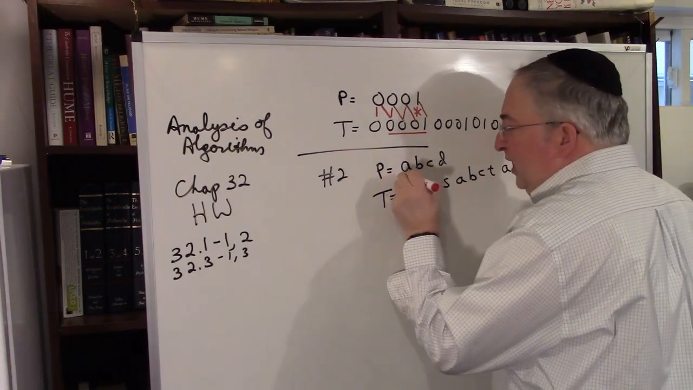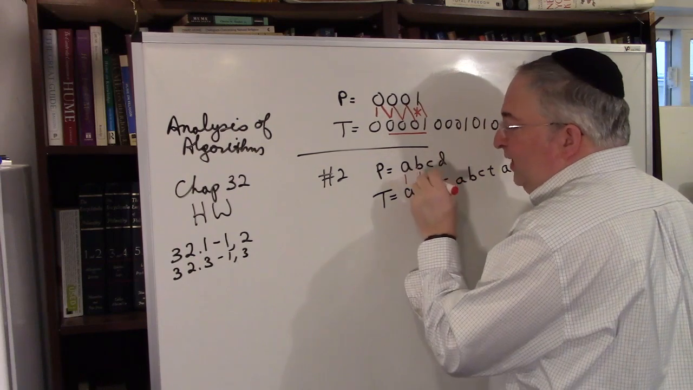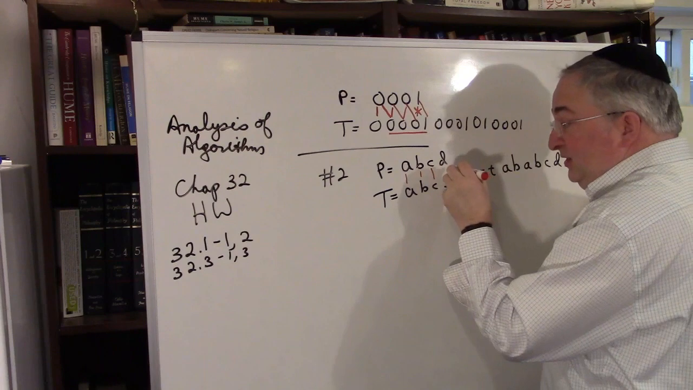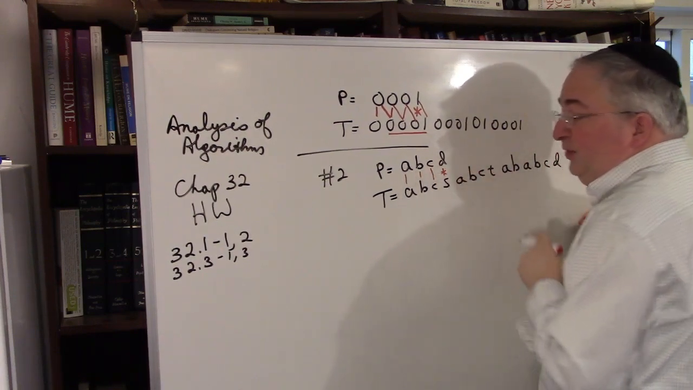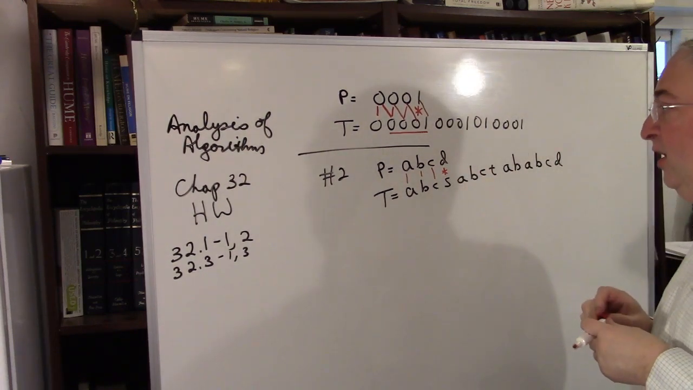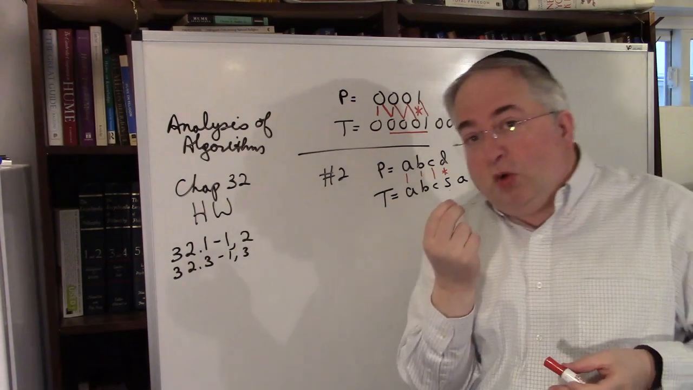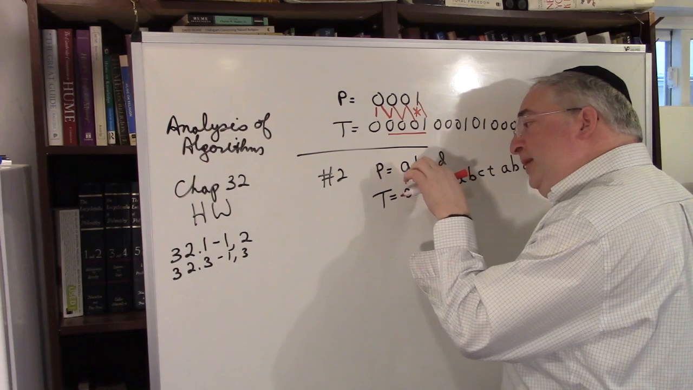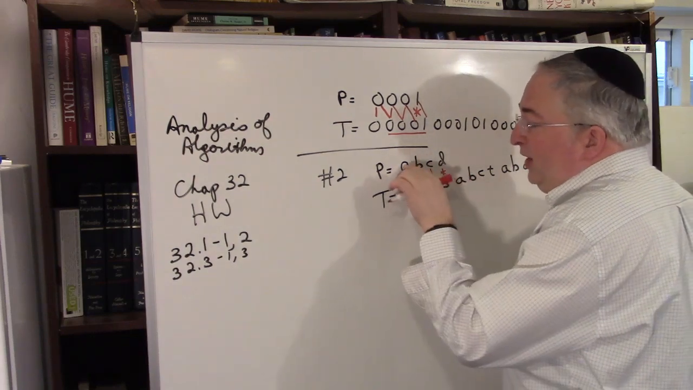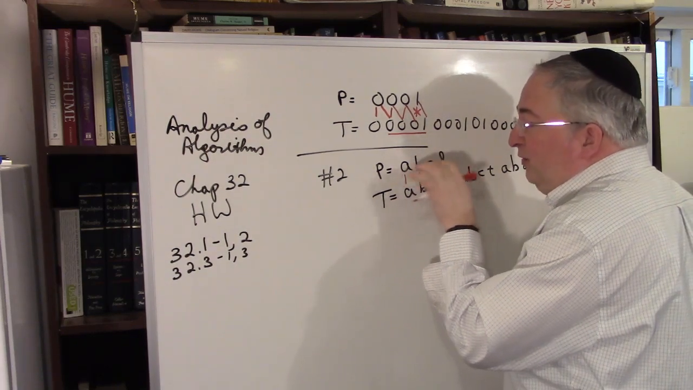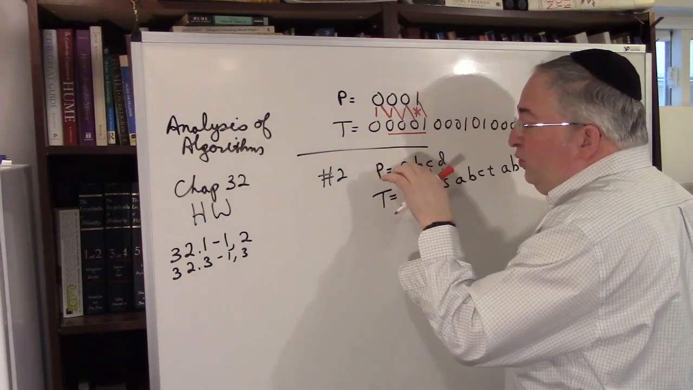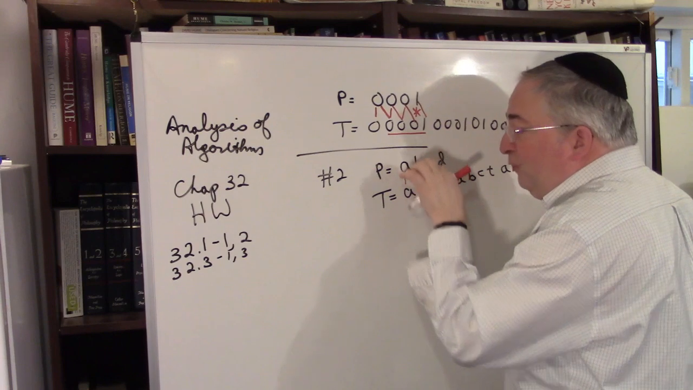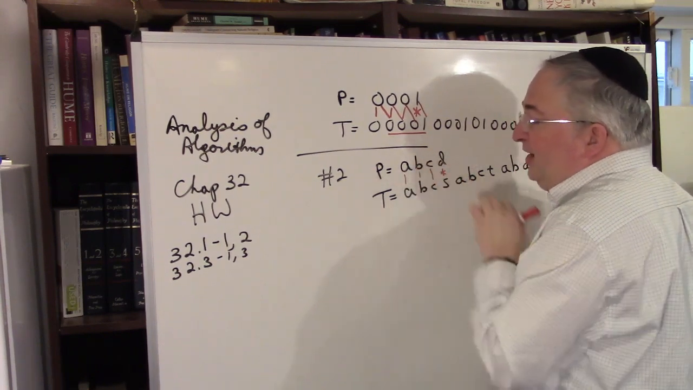So let's go through it. A is going to match up with A. B is going to match up with B. C is going to match up with C. D is not going to match up with S. So we fail. But what do we know? Since B matched up with B, and we know that every letter in the pattern is different, there's no reason to try the A with the B, because we know that it's not going to match up.